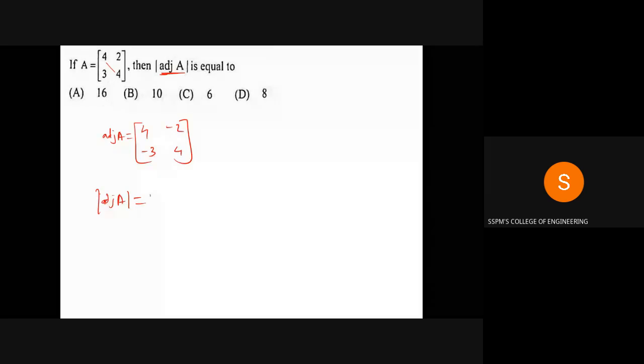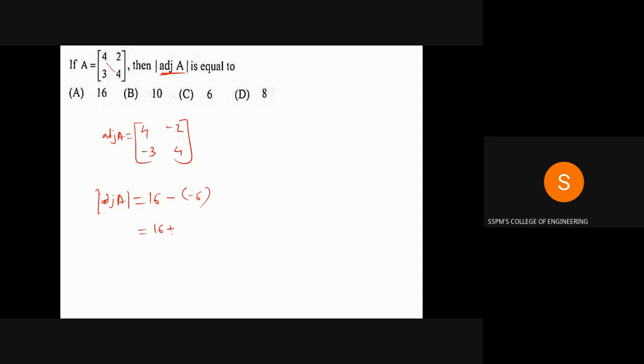What is determinant? 4 into 4, it is 16, minus 2 into minus 3. What is minus 2 into minus 3? It is plus 6, sorry, 6 minus 6. This is plus 6. Therefore 16 minus 6, it is 10. Therefore correct option will be B.